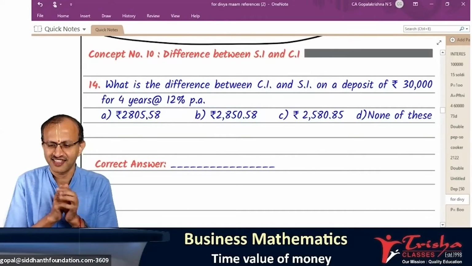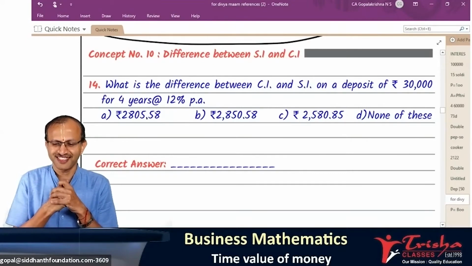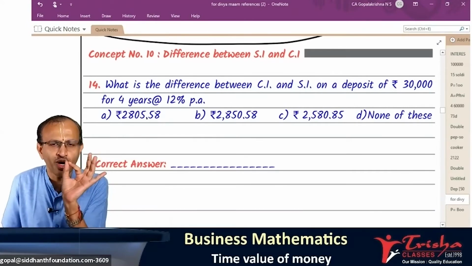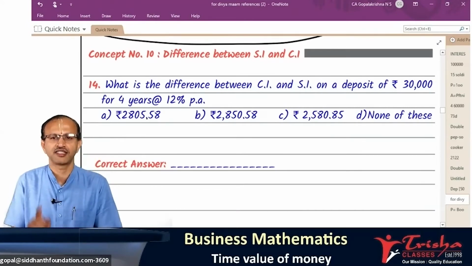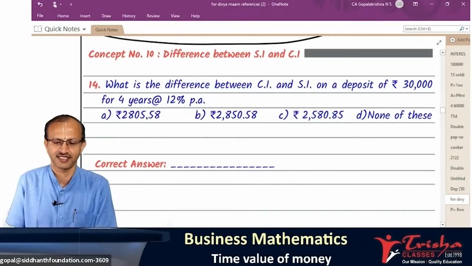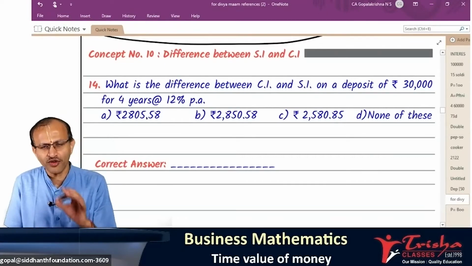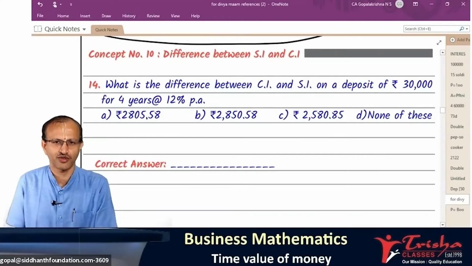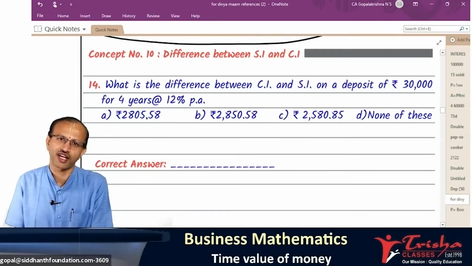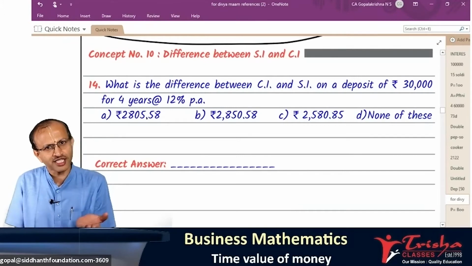Hello, boys and girls, where are you? Yes, you are there with me. Whether you know how to calculate SI, simple interest, fast. Okay. Whether you know how to calculate CI. To work out CI, you have to find A first and then CI. You know SI, you know CI.